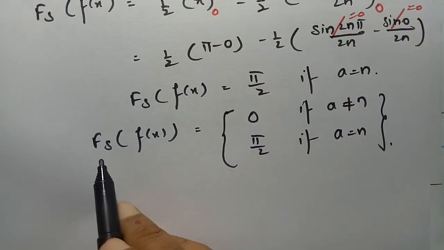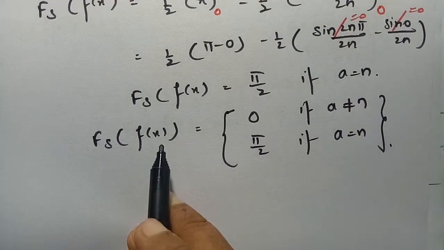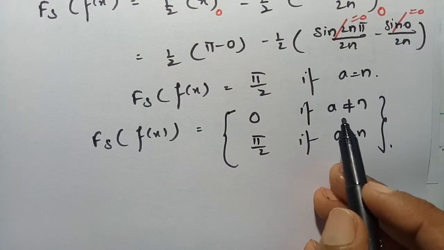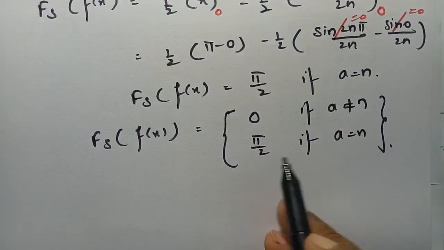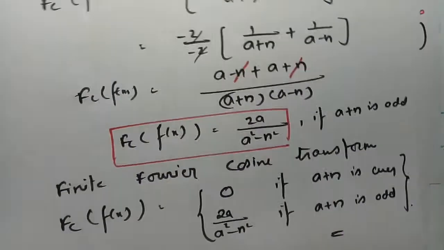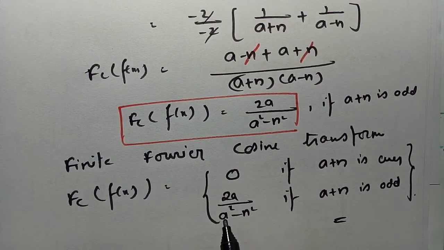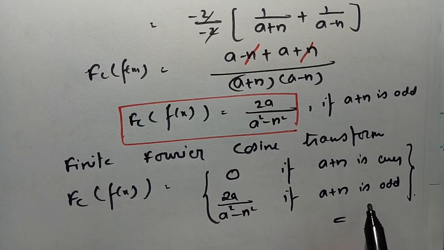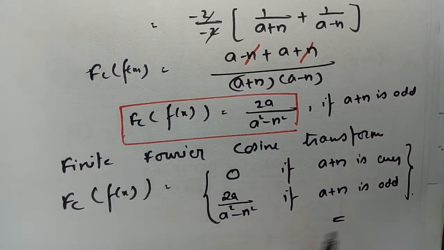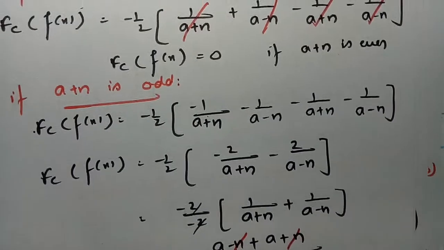So the finite Fourier sine transform function is of the form 0 if a is not equal to n and pi by 2 if a equals n, and the Fourier cosine transform is nothing but 0 if a plus n is even, and 2a by (a square minus n square) if a plus n is odd. So this is how we have to solve. This is the most important problem.